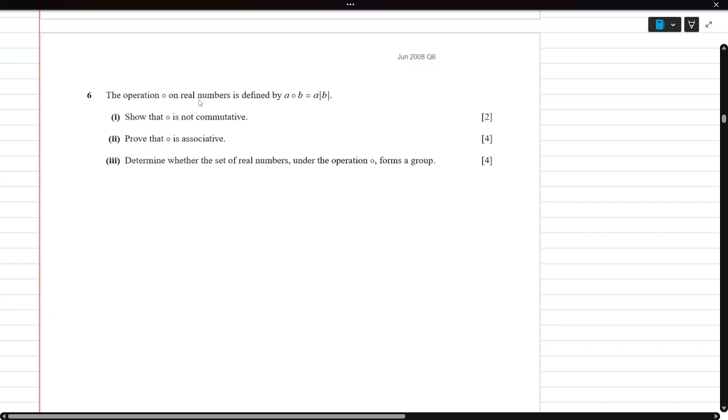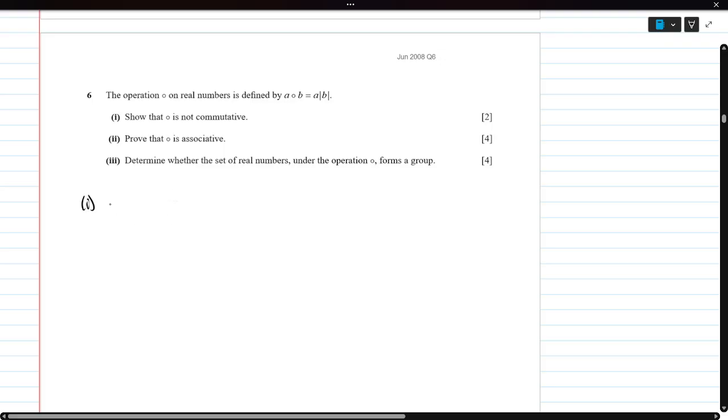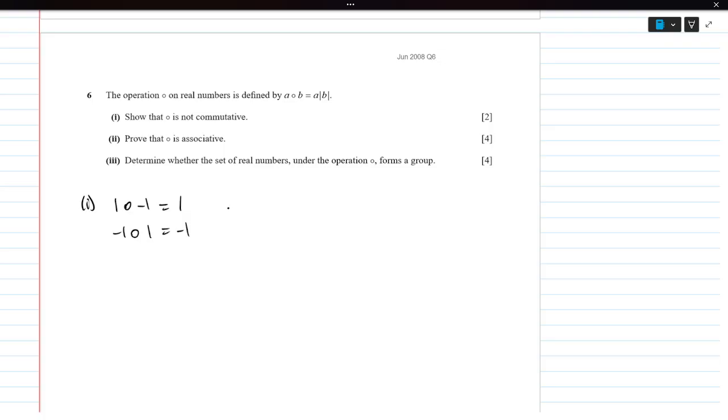The operation defined on real numbers by that. Oh, I've never seen this before. Show that this is not commutative. I'm just going to do it here. Actually, I can just give a counterexample. I think a and minus 1: 1 and minus 1 is just 1. Minus 1 and 1 is minus 1. Hence, not commutative. I'm sure I need to do more than this, but I don't know.